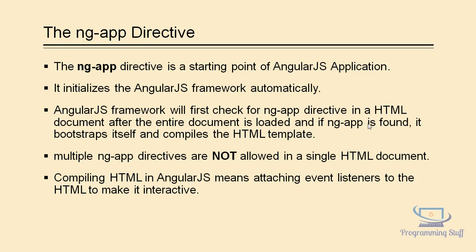Typically, the ng-app directive should be placed at the root of the HTML document, for example the HTML tag or body tag, so that it can control the entire DOM hierarchy. However, you can place it in any DOM element. The AngularJS framework will only process the DOM element and its child elements where the ng-app directive is applied.